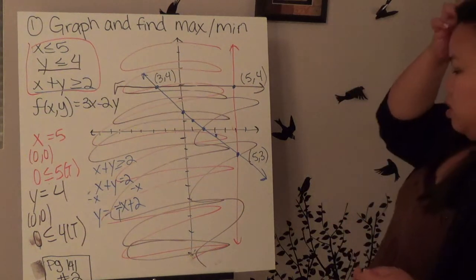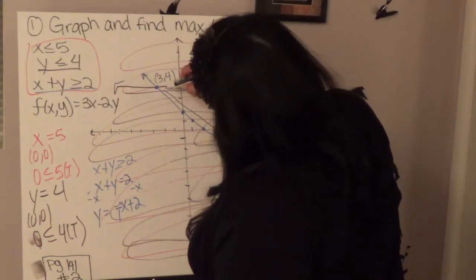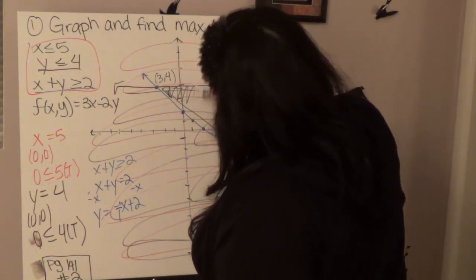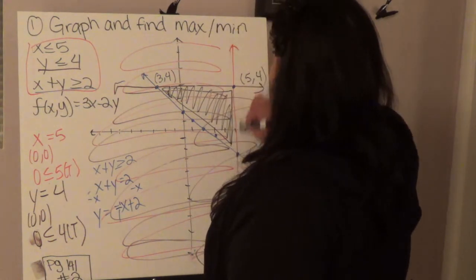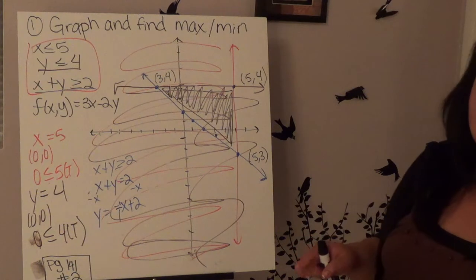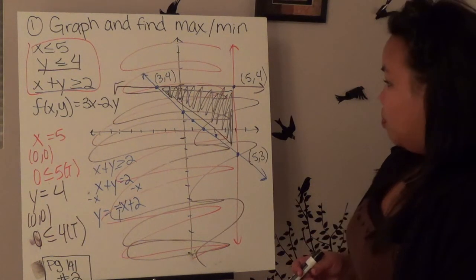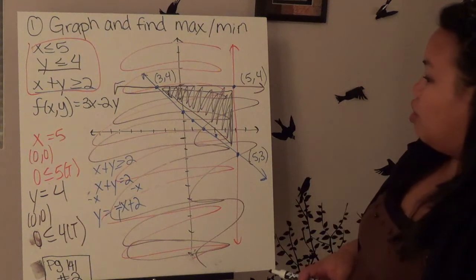Right? So my answer is where they all 3 overlap, which is this triangle right here. So this is bounded. That means it's all in together, unlike unbounded. So go ahead and write this down.